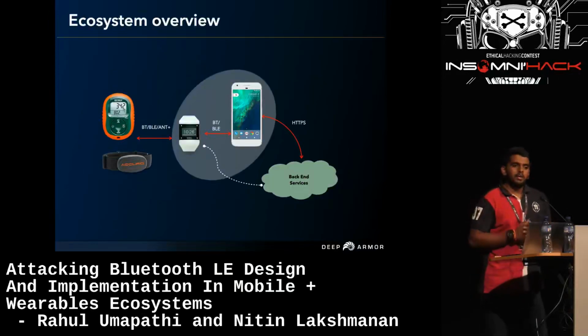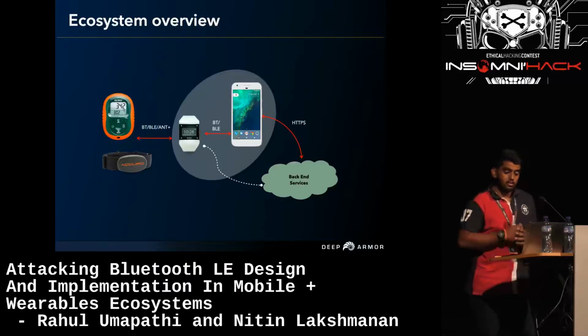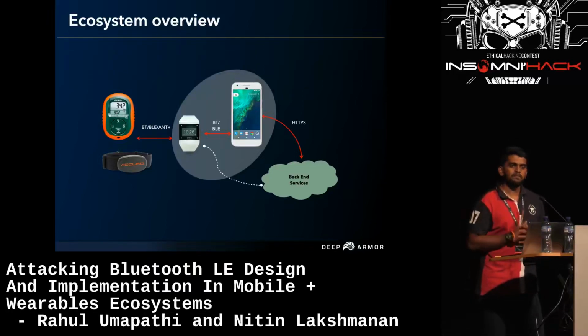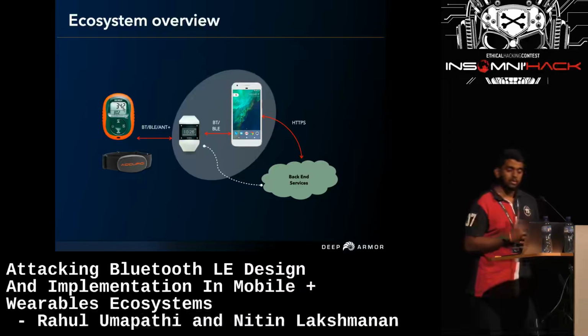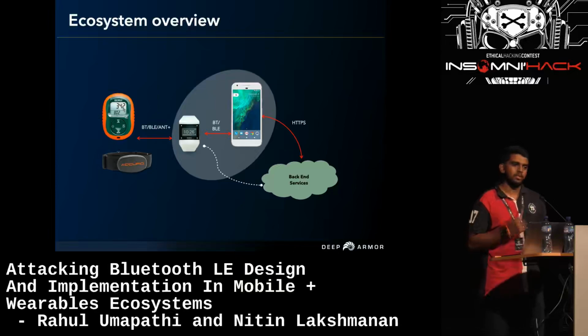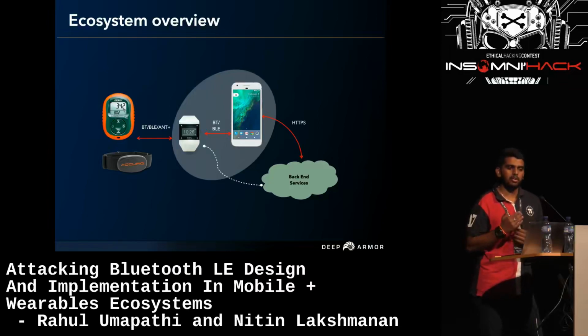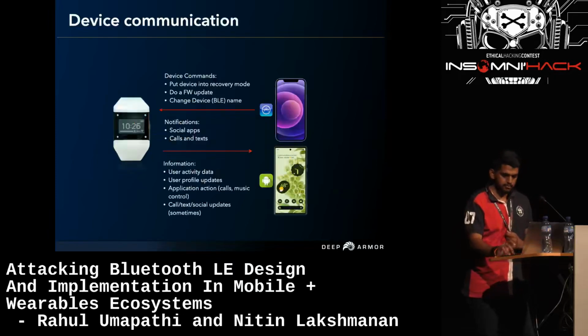Similar to the IoT ecosystem explained by Nitin previously, this is specific to the wearable ecosystem, which has a wearable device, a mobile application and a cloud. The wearable device communicates with its mobile application via Bluetooth, that is, using the BLE protocol. Sometimes the wearable device can talk to the cloud directly, and the mobile application can talk to the cloud using the HTTPS protocol. For today's talk, we'll be mainly concentrating on the communication happening between the wearable device and the mobile application.